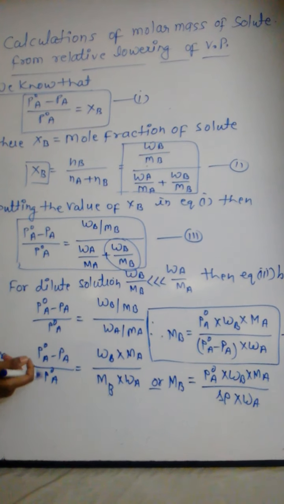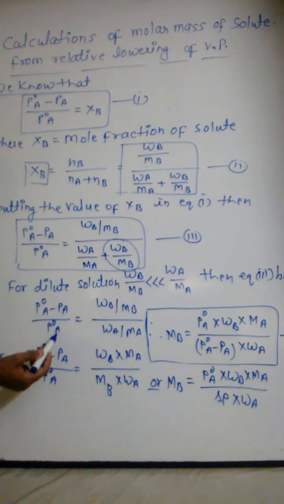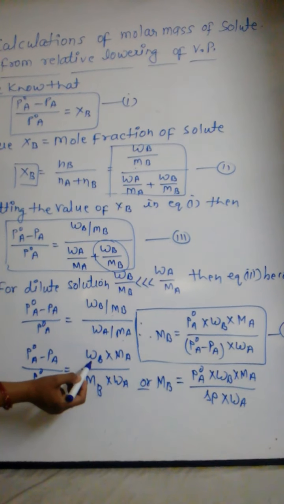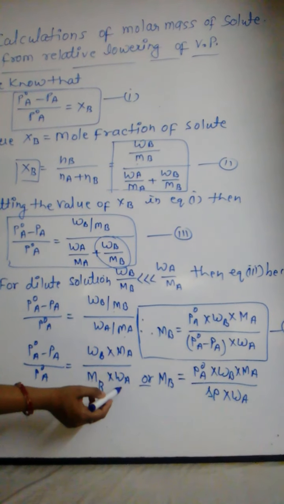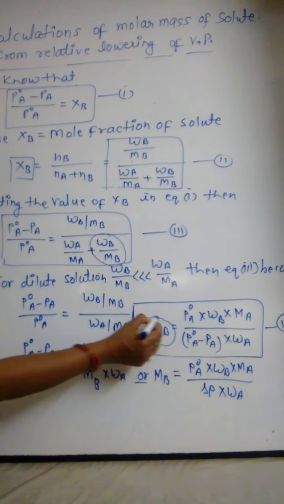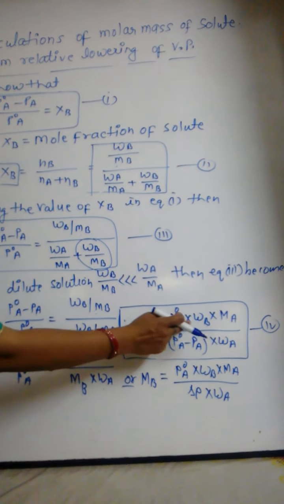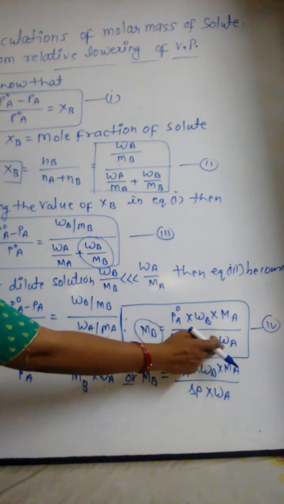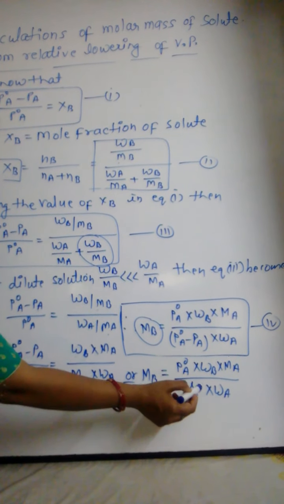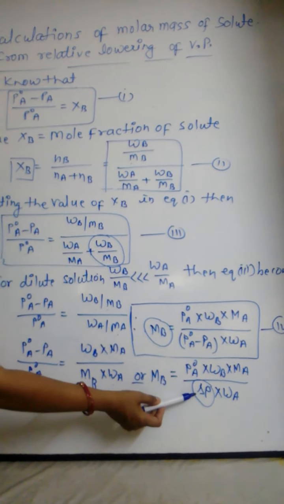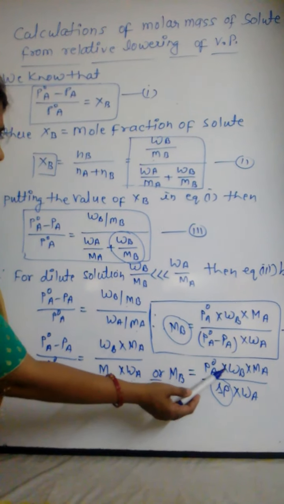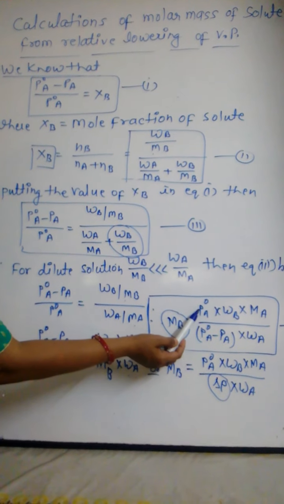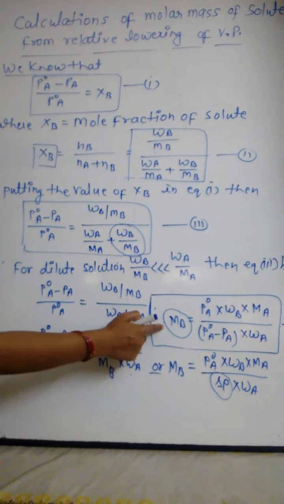So equation 3 becomes (P naught A minus PA) upon P naught A equals (WB upon MB) upon (WA upon MA), or WB into MA upon MB into WA. We can find out the molecular mass of the substance. So MB equals P naught A into WB into MA upon (P naught A minus PA) into WA. Since P naught A minus PA equals del P, in place of this we also put del P. So MB equals P naught A into WB into MA upon del P into WA. With the help of equation 4, we can find out the molecular mass of non-volatile solute.